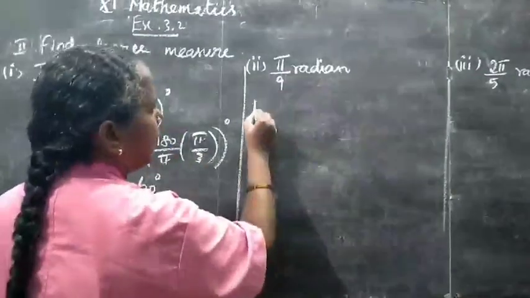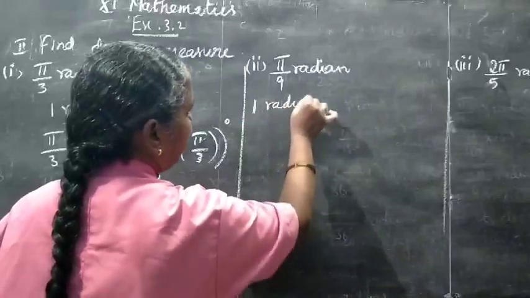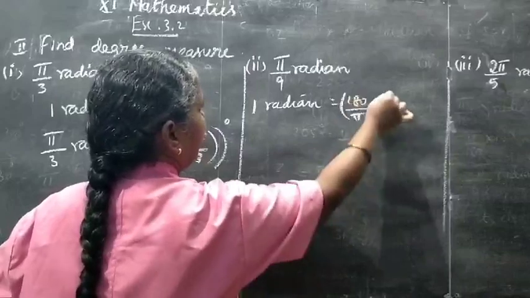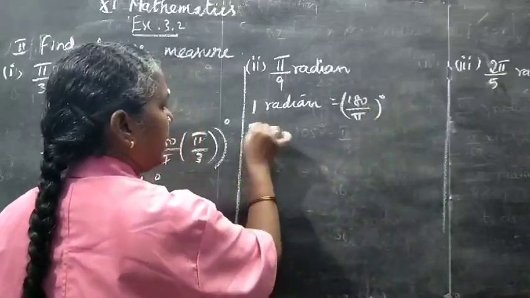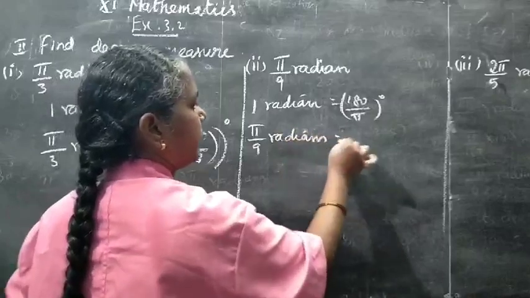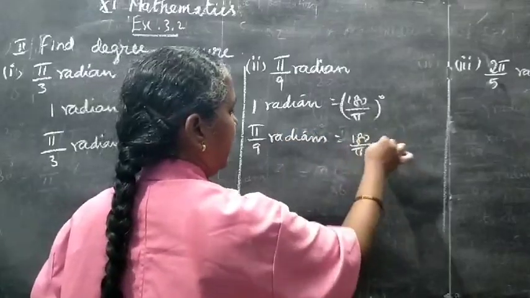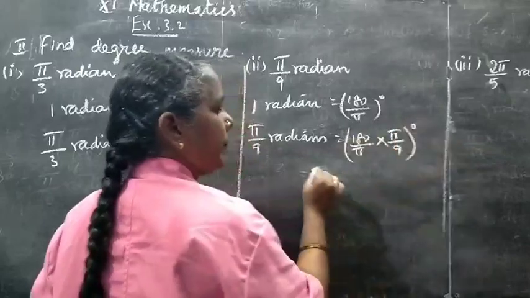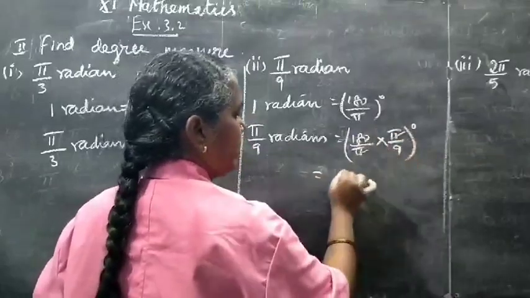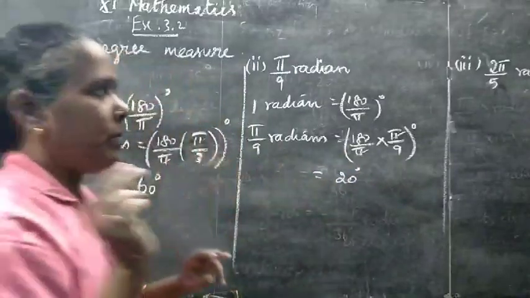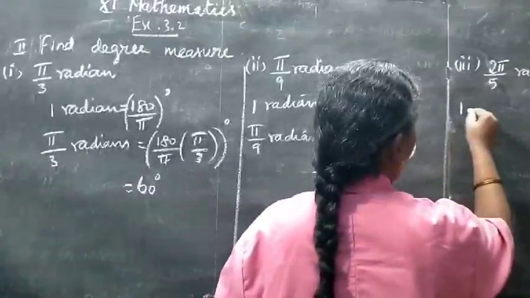See, this 1 radian is nothing but 180 by pi degree. Okay, so for pi by 9 radian, what is the answer? 180 by pi into pi by 9 in degree. Pi cancels, 20 degree is the answer. Okay, similarly for the third subdivision, what is the answer? 1 radian.